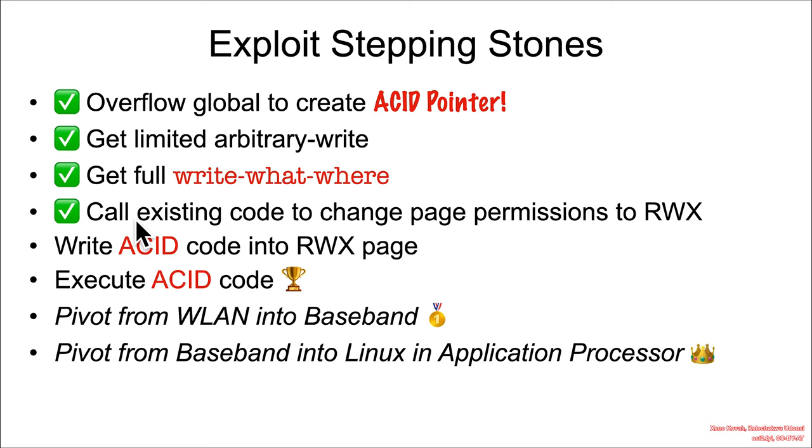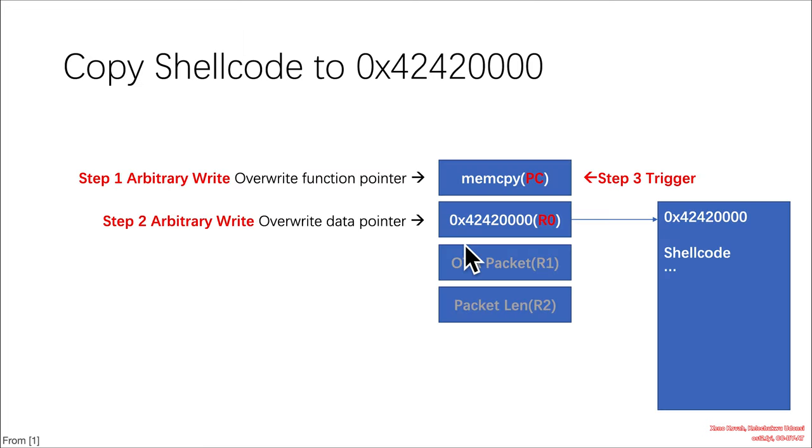All right, so now they called the existing code to change the permissions to read, write, execute, and now they need to write their code to that read, write, execute page. So at this point, they are again just playing this game of overwriting function pointers, pointing to arbitrary locations. In this case, they're going to trigger some code that is going to copy data from the over-the-air packet, specifically the shellcode data, into address 42.42.0.0.0. This is the memory that they had just created a mapping for that is going to be readable, writable, and executable. So they do that, and boom, you've got shellcode now in that memory.